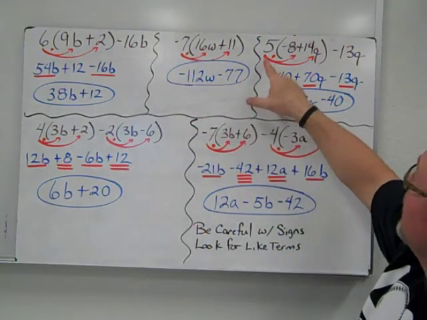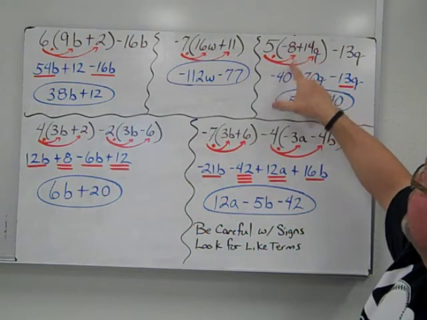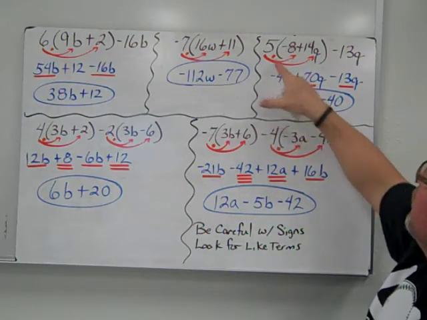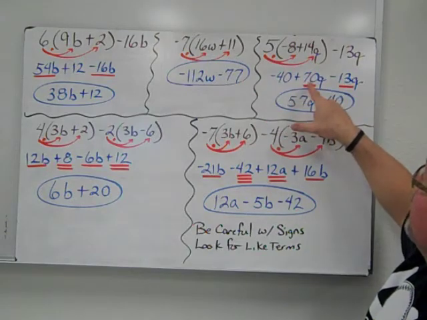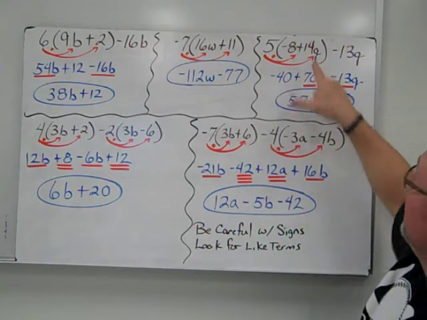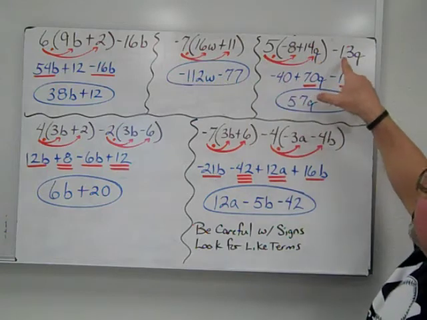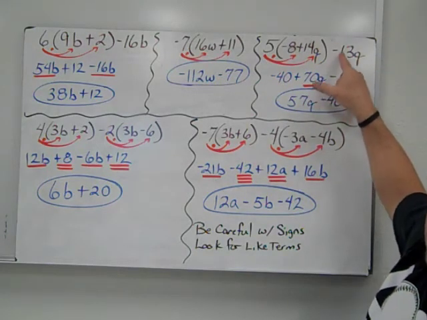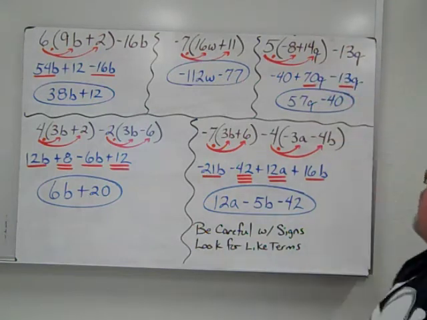My last one on the top. 5 times a negative 8 gives me a negative 40. There's no letters here, so there's no letters here. 5 times a positive 14 gives me 70. Q comes down. I cannot deal with this 13 because it's a separated part of the problem, so it just comes down.